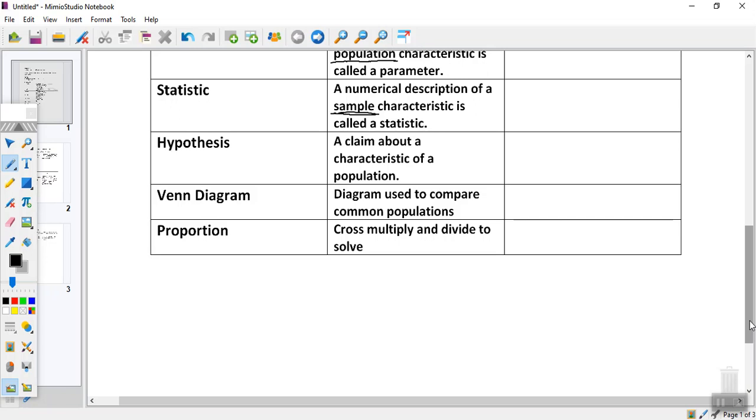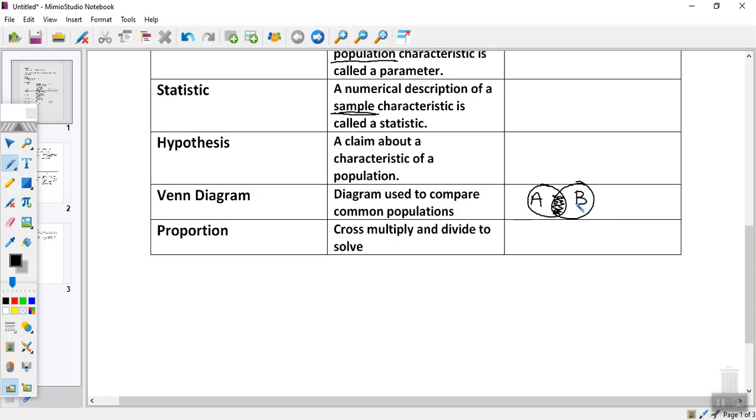You guys have seen a Venn diagram before, right? A diagram used to compare populations. I might have population A here, and I might have population B here. Where are population A and B overlapping? In the middle. So we talk about overlapping information in here sometimes. There might be a set A and a set B. You guys have seen Venn diagrams before, right? Yeah.